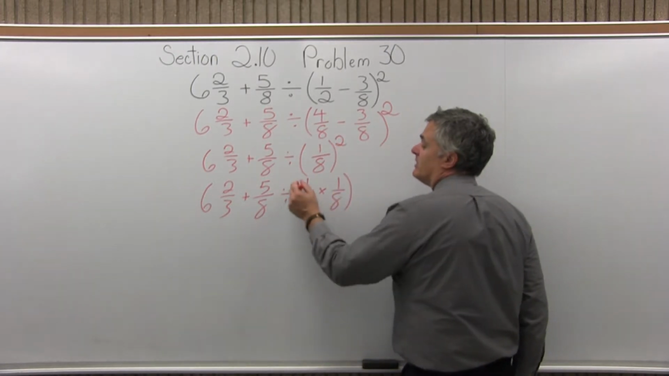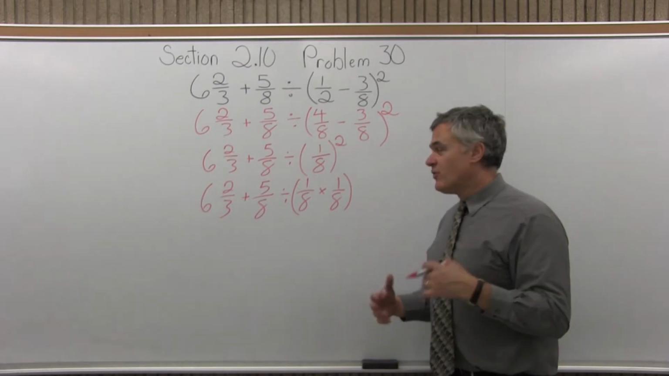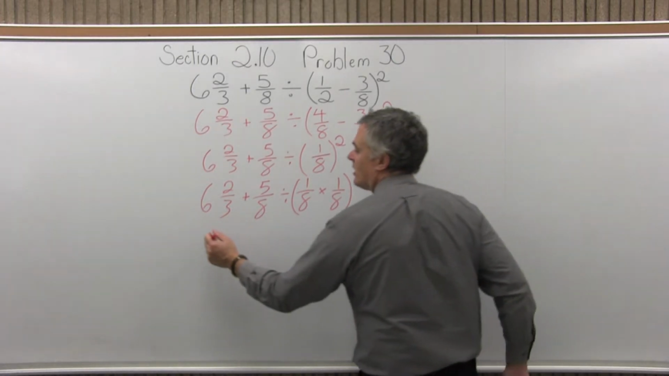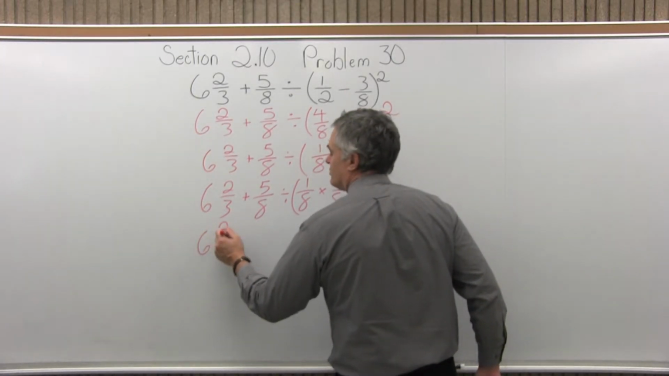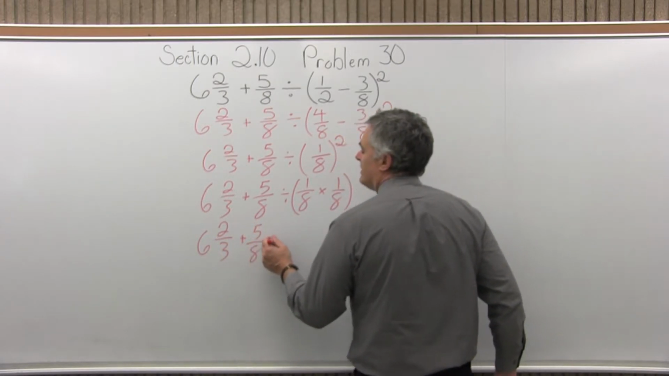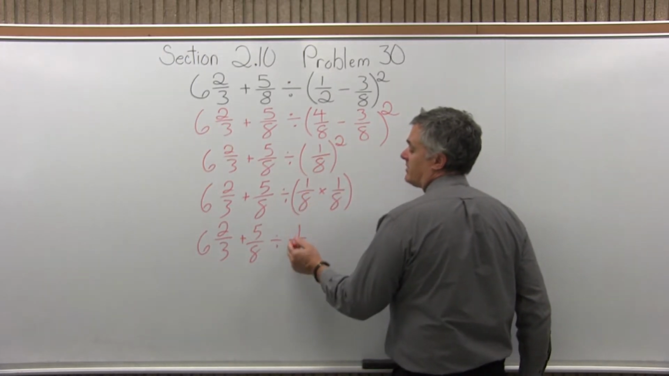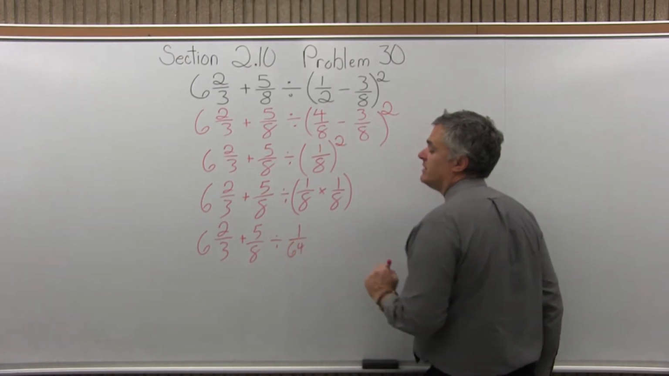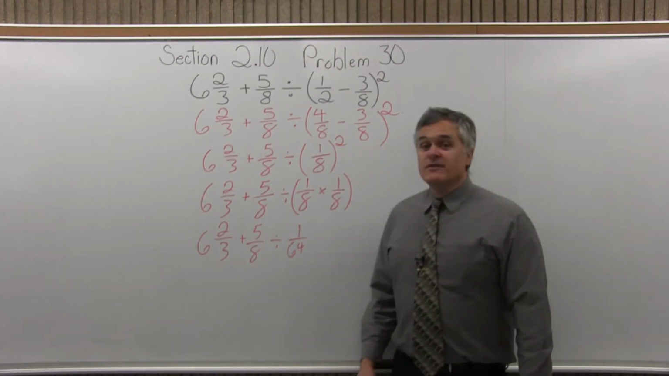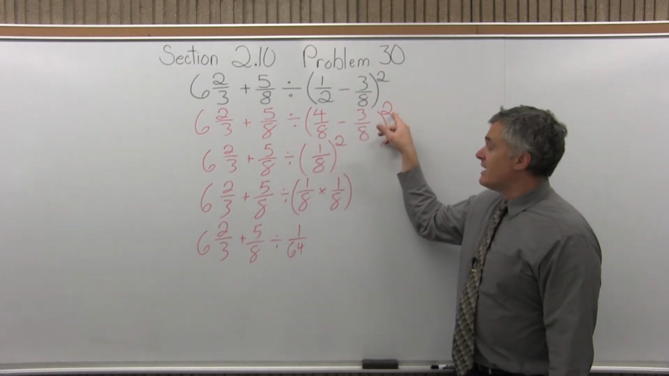And I can include some parentheses just to make it clear that's what needs to get done before I do anything else. So 6 2/3, again for yet another step, plus 5/8 again for another step, divided by 1/8 times 1/8. So numerator times numerator, 1 times 1 is 1, denominator times denominator, 8 times 8 is 64. So now I'm finally finished with the parentheses that were at the end of the problem. I did the work in parentheses, I did the exponent.